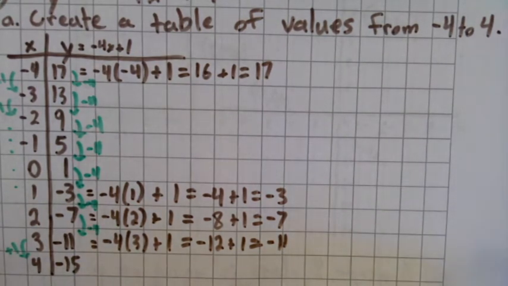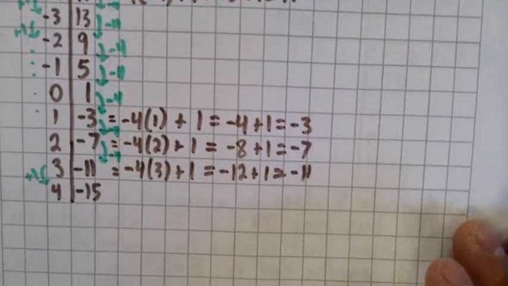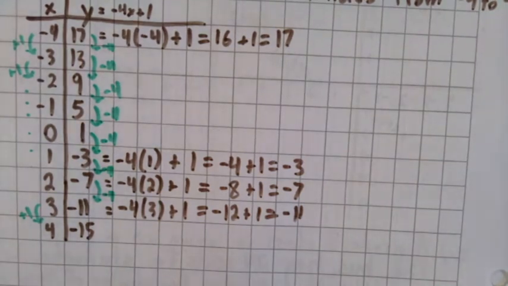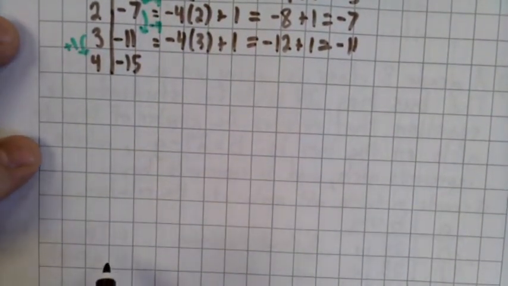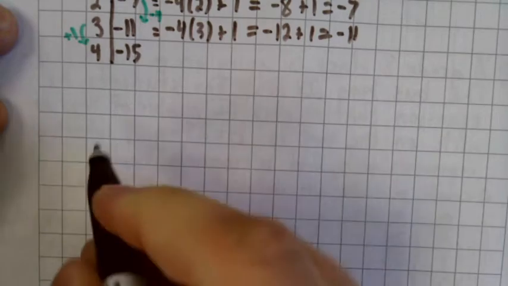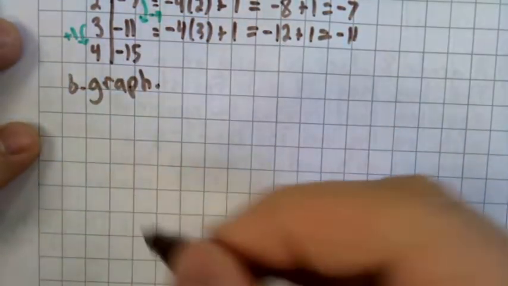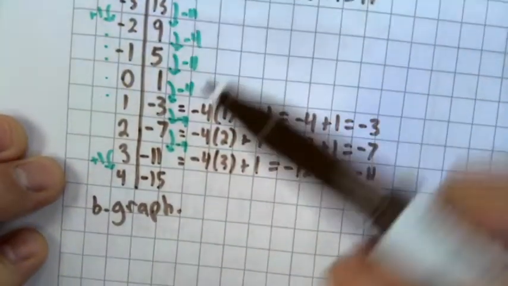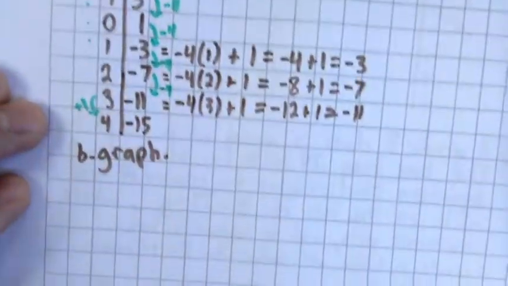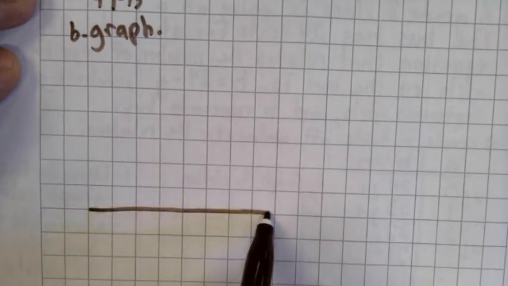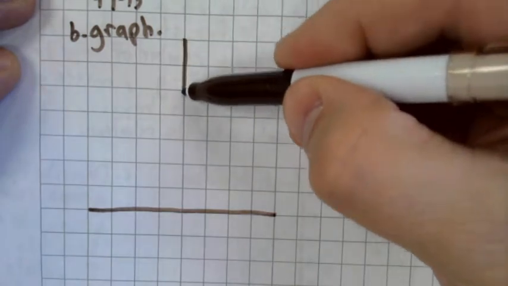Let's graph this. So we're going to use these values here and we're going to graph it. And we only need to graph from -4 to +4. Part B says to graph it. I like to keep the side to side going by ones. So if I have -4 to +4, I'm going to need 8 squares wide. So wherever I draw this, I'm going to go right here. I'm going to go 4 and 4 more. And I'm going to draw a bar through this.